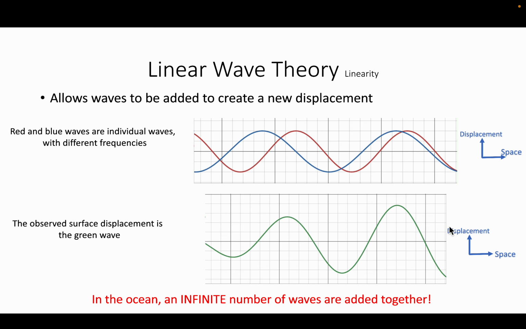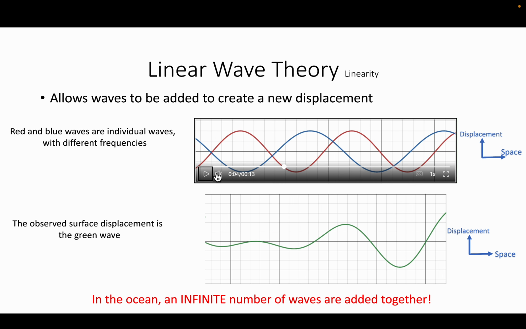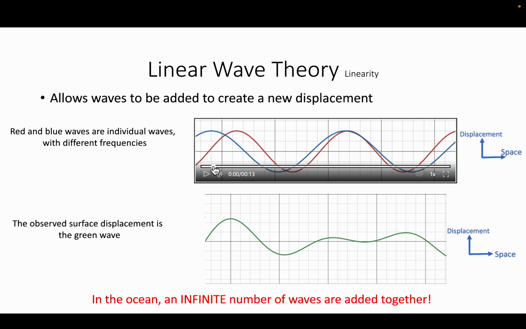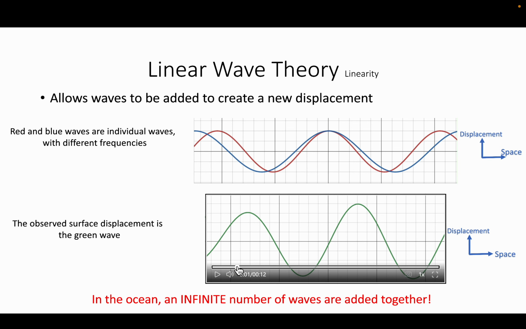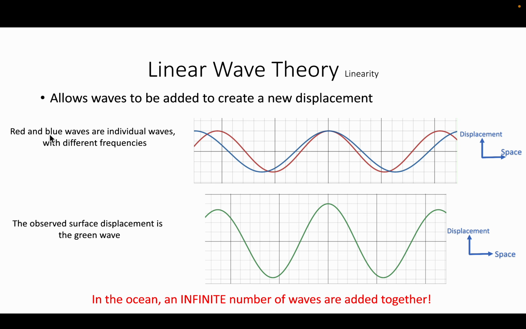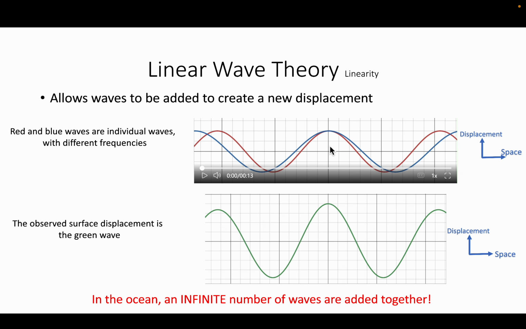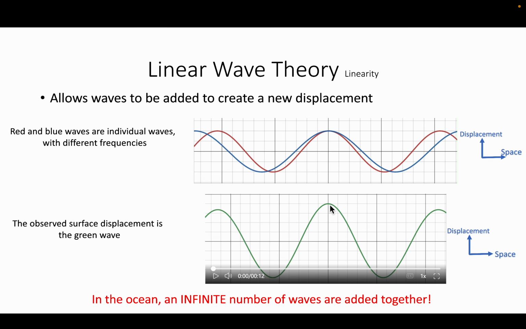Okay, linear wave theory. In math, linearity means that you can add things together and it'll still work. In this case, we're talking about a red wave and a blue wave, and they have different frequencies, so they're going to be traveling at different speeds. Here we see the red wave and the blue wave are 2 units up from the center, so when you add them together, you should expect a new wave to form at 4 units height.